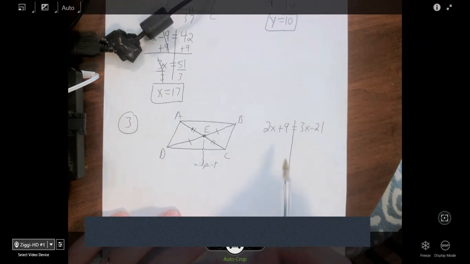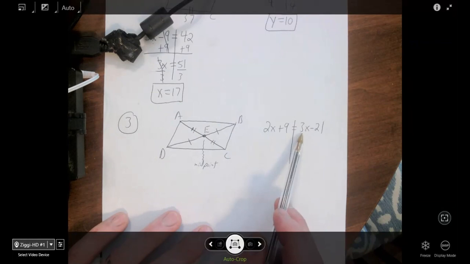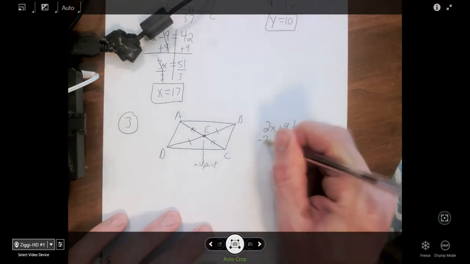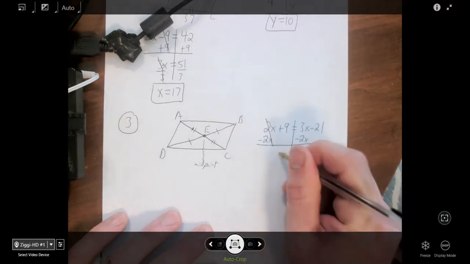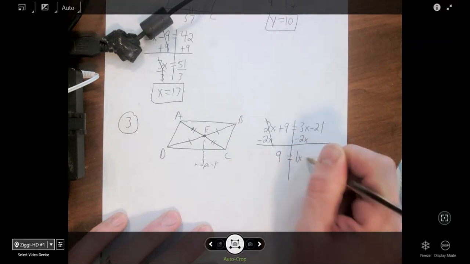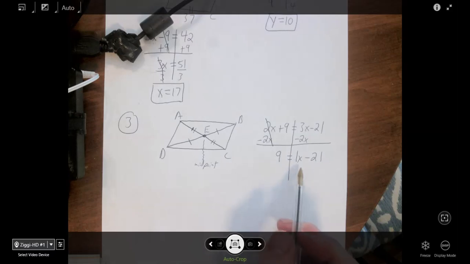This one's a little bit different than the one that we solved up above because we've got variables on both sides. So we have to decide, do we want to get the variables on the left side or the variables on the right side? It's going to be better on this one, I think, to get the variables on the right side, because if we subtract 2x on both sides, then that's going to give us 9 equals 1x minus 21. Then we've got a positive coefficient for x, and we're not going to have to worry about dividing by a negative number, which would just be an extra step to have to be careful on.